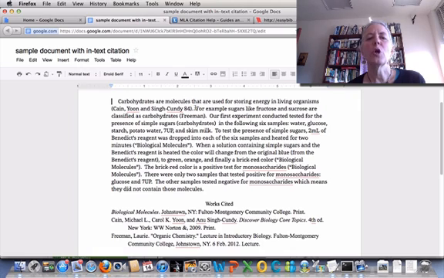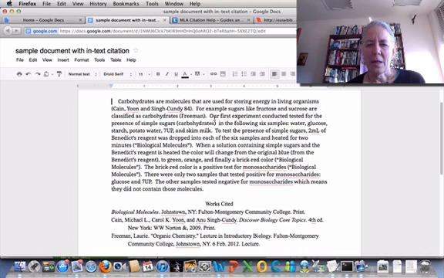When we move along in this paragraph, it says, for example, sugars like fructose and sucrose are classified as carbohydrates. Now this person got that information from my lecture on organic chemistry and carbohydrates. So there's Freeman, and you can see our citation down here. It says Freeman, Organic Chemistry. Because there's no page number associated with a lecture, you don't have to put a page number there. So it just says Freeman, period.